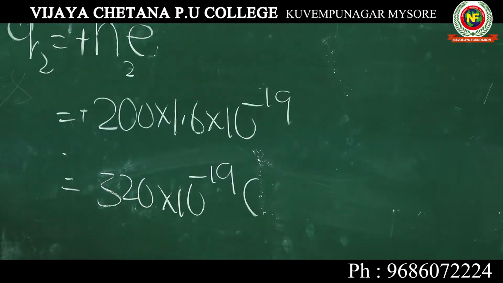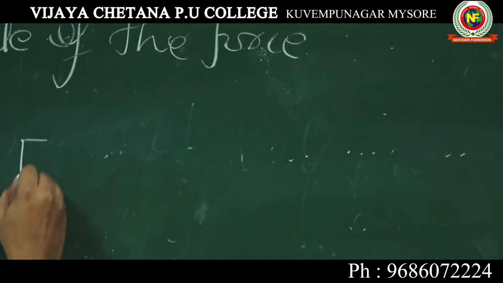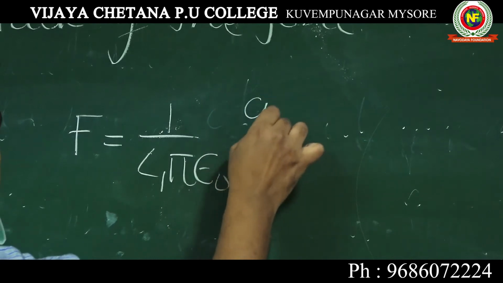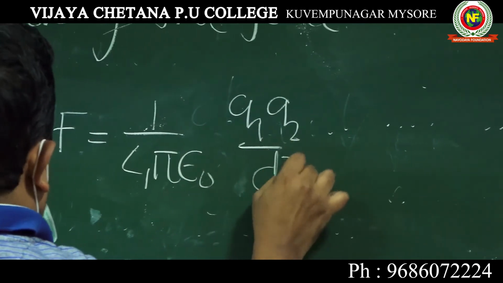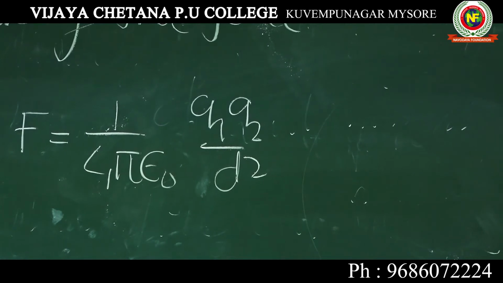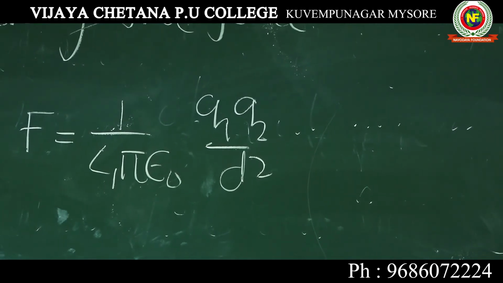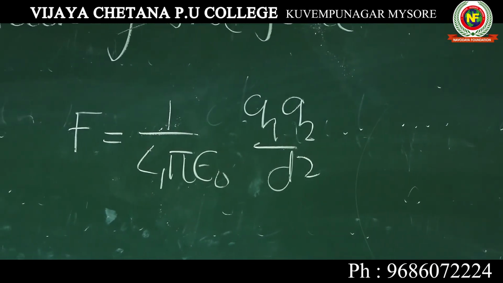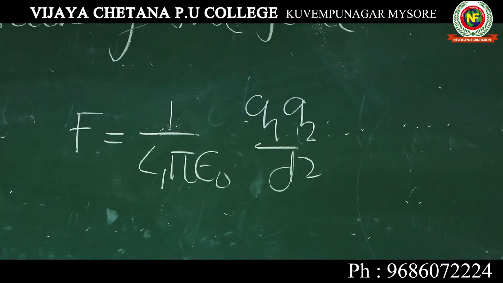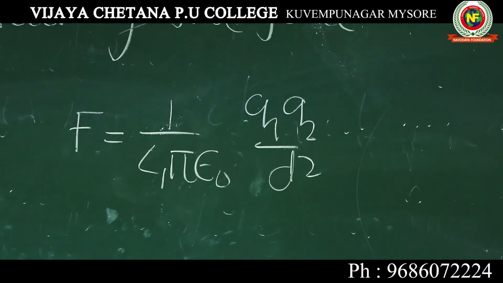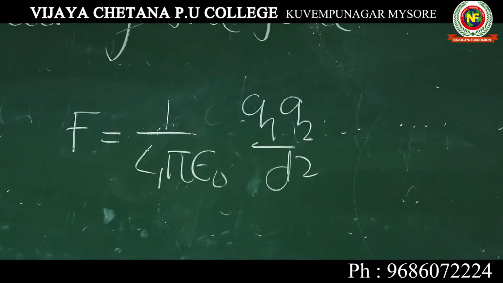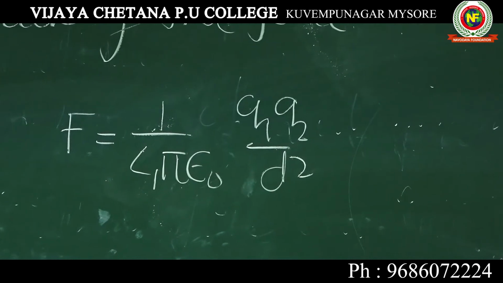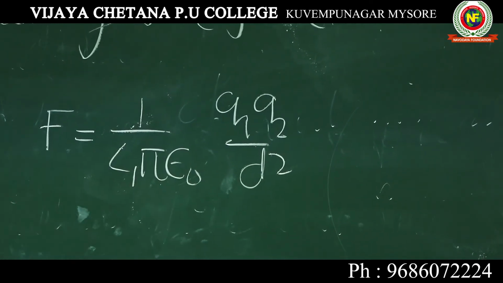Now we need to find the nature and magnitude of the force. What is the formula for force? Force is 1 by 4 pi epsilon naught Q1 Q2 by d square. See, in the present problem, they have not told anything about the medium between the two charges. Since they have not specified any medium, you can assume that it is air or vacuum. If you assume that it is air or vacuum, then formula will be written like this.